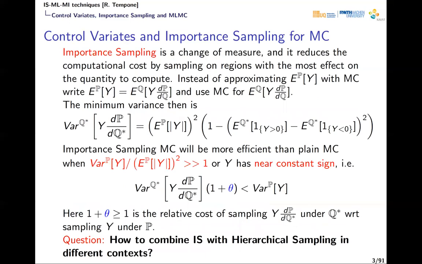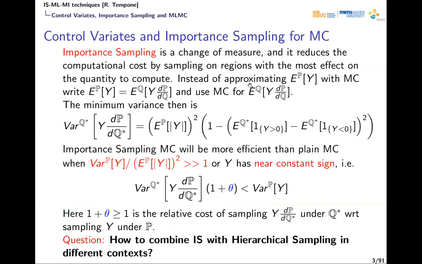What is the other ingredient that we're going to be touching upon? Well, that is importance sampling. And what is importance sampling? Well, it's a change of measure. Essentially, we multiply and divide by the same quantity, keeping the expected value unchanged, but changing the variance in that process.